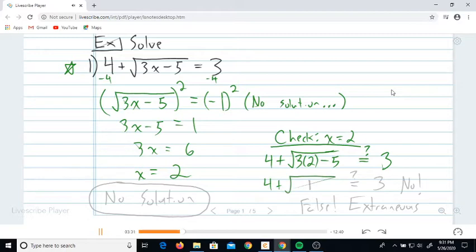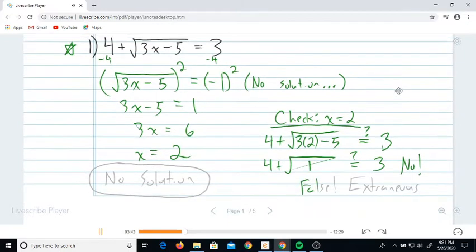That's going to be 6 minus 5 is 1. Does 4 plus the square root of 1 equal 3? No. This is false, which means that solution is extraneous. So even if you finish solving it, you arrive at an extraneous solution. The conclusion remains the same, no solution. So just a heads up, when you're solving a radical equation, you do have to check your answers.